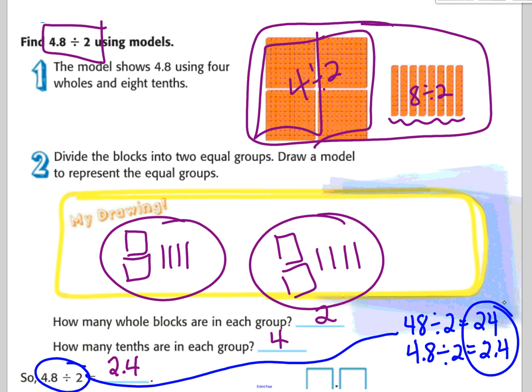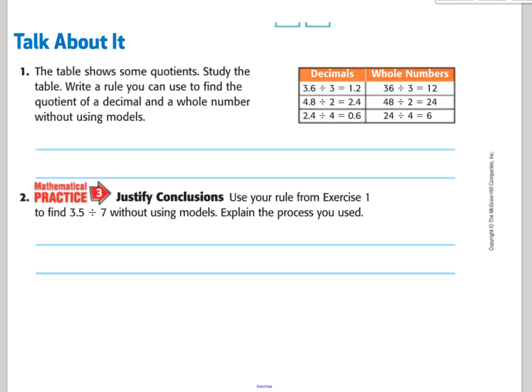Answers are very similar, just that decimal point. Very similar to the multiplication. It's the same thing except for the decimal point. You just have to figure out where the place value goes. So that's what they're actually getting you to think about on this chart here.